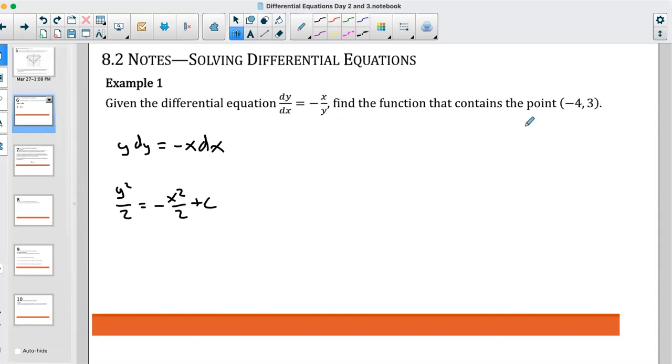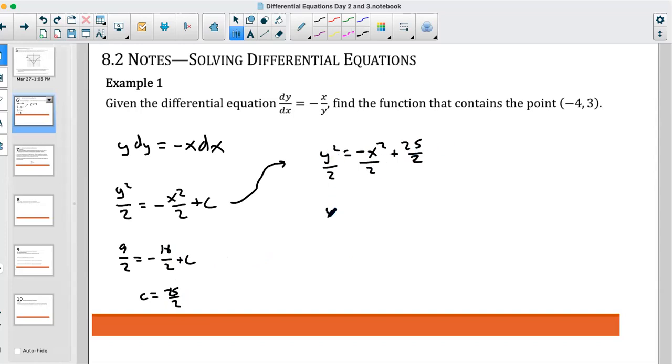So negative 4 for x and 3 for y. So 9/2 equals negative 16 over 2 plus c. That gives me c is 25 over 2. Sorry, I don't know why I said 15. So I get y squared over 2 equals negative x squared over 2 plus 25 over 2. I multiply everything by 2 and I get y squared equals negative x squared plus 25. And so y is the square root of negative x squared plus 25.